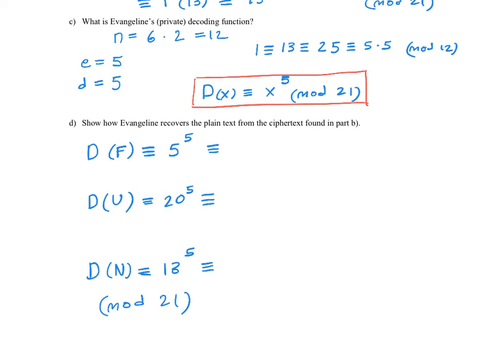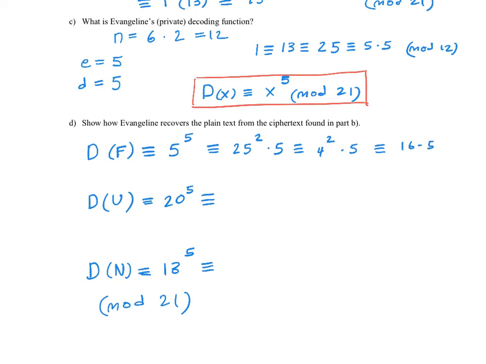Okay, so again, I don't have a calculator in front of me. I'm just going to deal with 5 to the power 5 the best I can using my head. So 5 times 5 is 25. So we have 25 squared, and then an extra multiplying by 5 is in order. So 25 in mod 21 does go ahead and reduce to 4 for us. So 4 squared times 5. And 4 squared is 16, so 16 times 5.